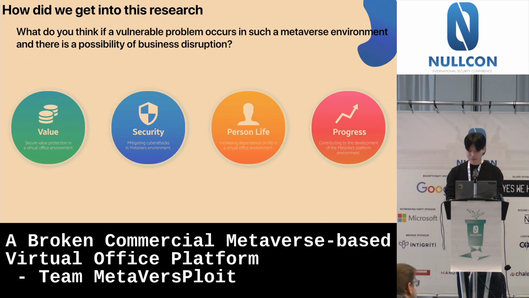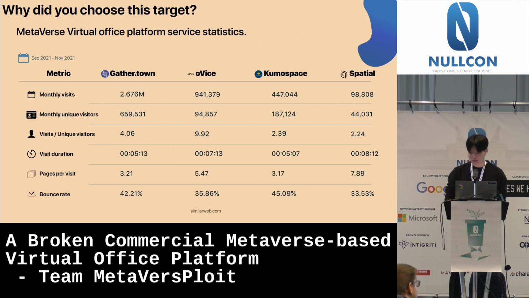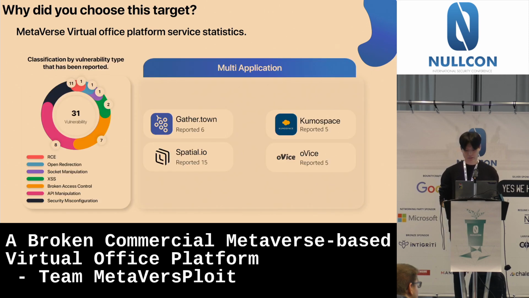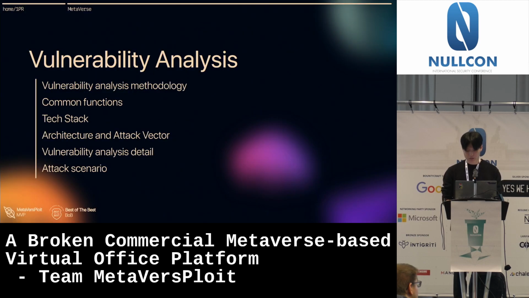We have been conducting this study to reduce the security threats that are invading amid the rapid growth of the metaverse platform. For the vulnerability analysis to find the target of the metaverse virtual office, the community is active, and statistically, targets were selected based on the most used by users. Among them, GatherTown, Office, Kumo Space, and Spatial platforms were selected and analyzed. As a result, each platform was analyzed using the vulnerability analysis methodology studied within the team, and a total of 31 vulnerabilities were found beyond expectation.